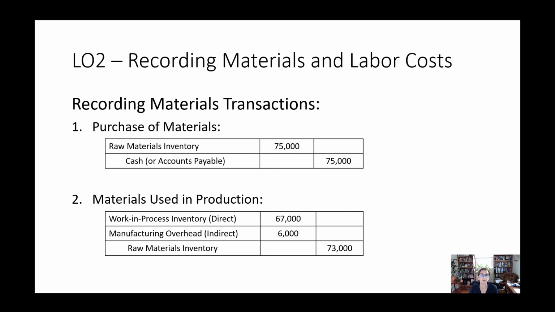Then when you put the materials into production, you're taking them out of your raw materials inventory. So remember, to decrease an asset like cash or like raw materials inventory, you credit it. So we're crediting raw materials inventory to bring it down, and we're putting those costs into work in process inventory, which is our direct materials, and manufacturing overhead, which is our indirect materials. We're going to take a look at this manufacturing overhead account in detail in a minute. But remember that things like glue, that are not traced directly to a particular item are considered indirect materials, and those go into overhead.